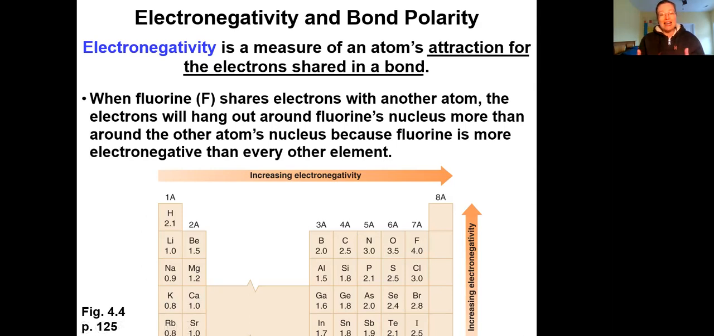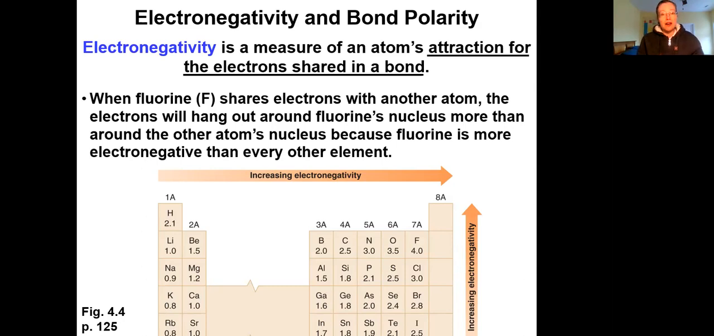Remember, they're trying to gain electrons to be like their nearest noble gas. The metals want to lose electrons. So if they were convinced to make a bond, they certainly would not be trying to draw the electrons more towards them than the nonmetals are.